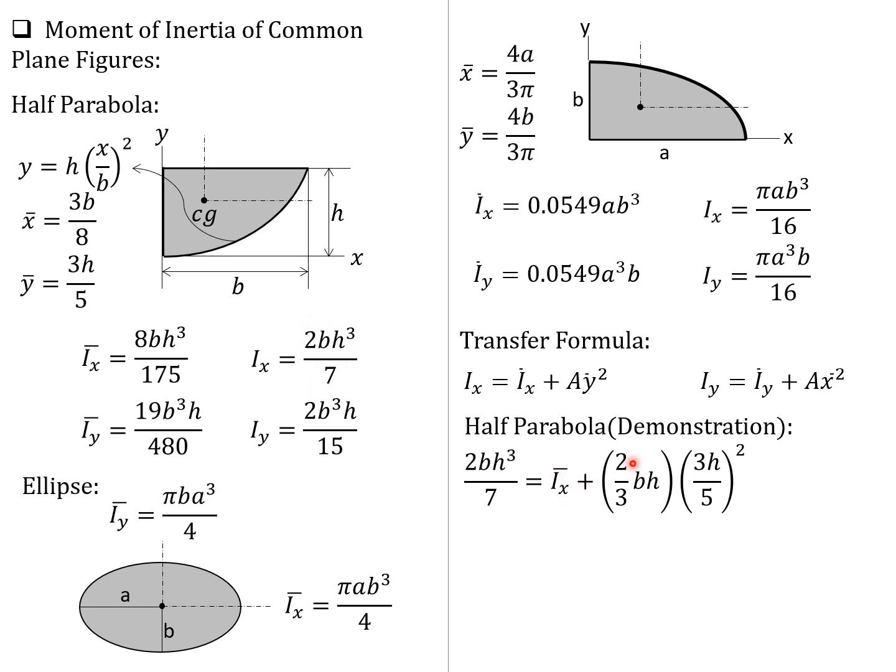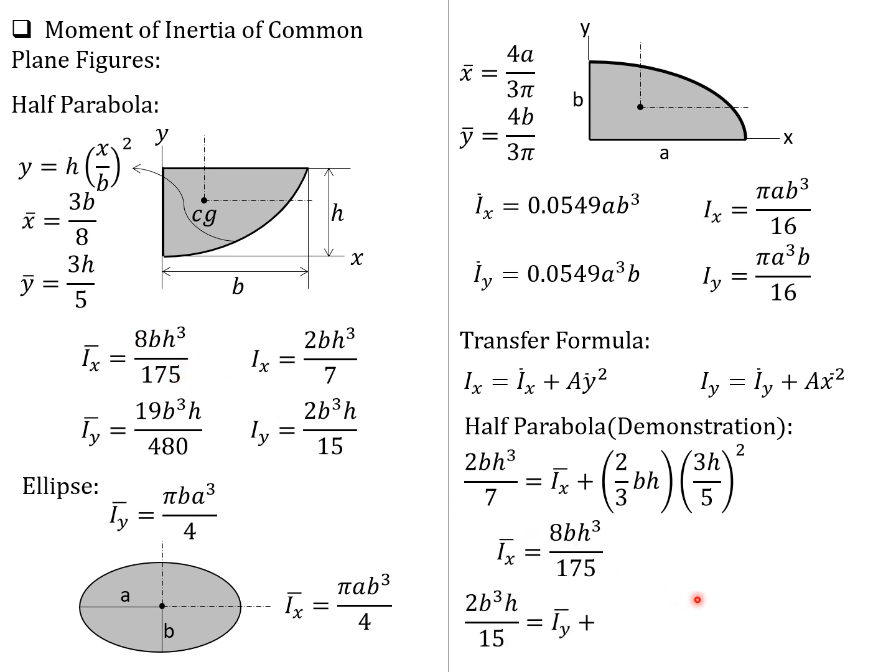Then I barred x plus the area of the parabola, 2/3 bh. Then the distance is 3h over 5. The distance between this centroid and the x-axis is 3/5 of h. This is the vertex of the parabola. It is open upward. So that's why I barred x is equal to 8 over 175 bh cubed.